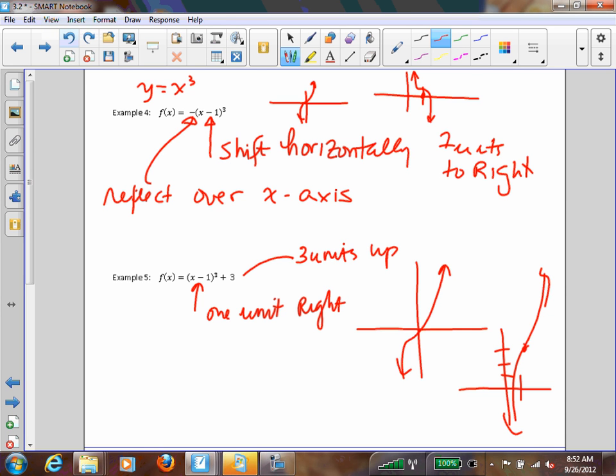Yes? Uh-huh. Yeah, I just said you don't have to. If you're moving left and right, you don't have to tell me horizontally, because left and right is horizontal. It's always, with the x, it's always the opposite sign. When it's with the x, it's the opposite sign. When it's with the y, it's the same.